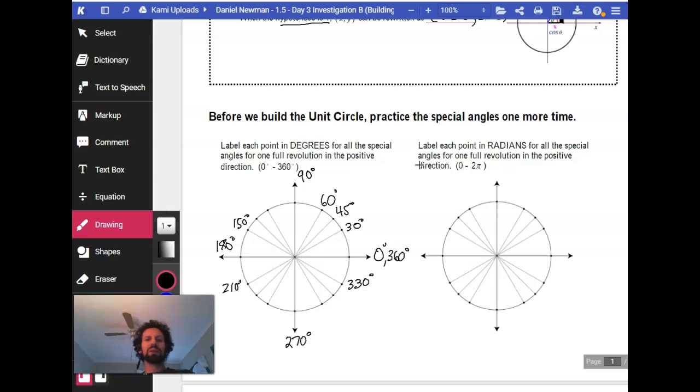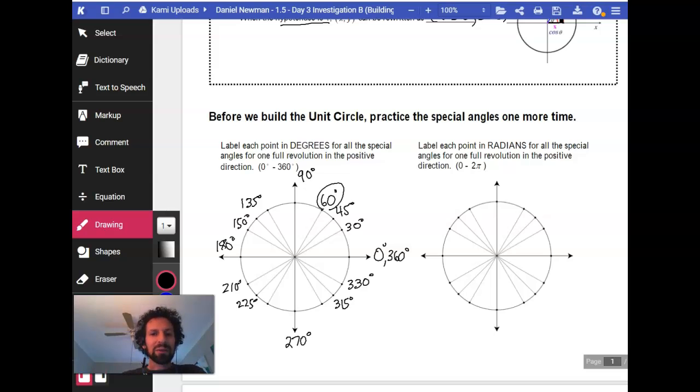And we'll do the same thing with the other reference angles here, 45 degrees. All the other angles in a similar position will be 45 degrees away from the closest x-axis. So 135 is 45 degrees less than 180. 45 degrees more than 180 is going to be 225. And then 45 degrees less than 360 is going to be 315 degrees.